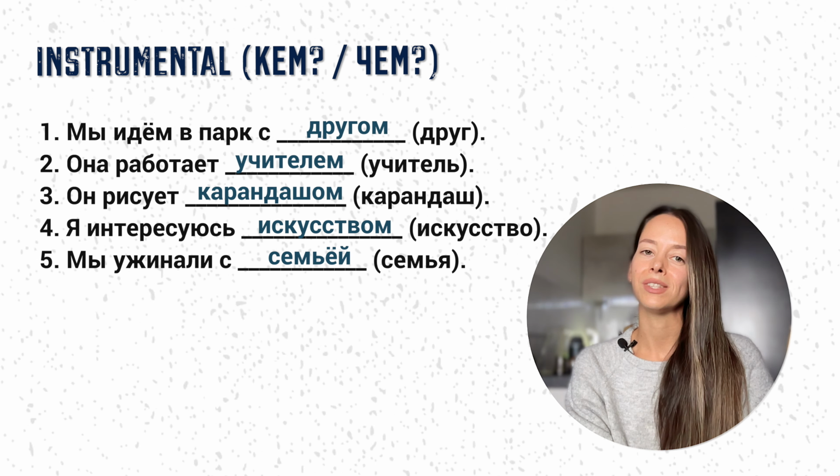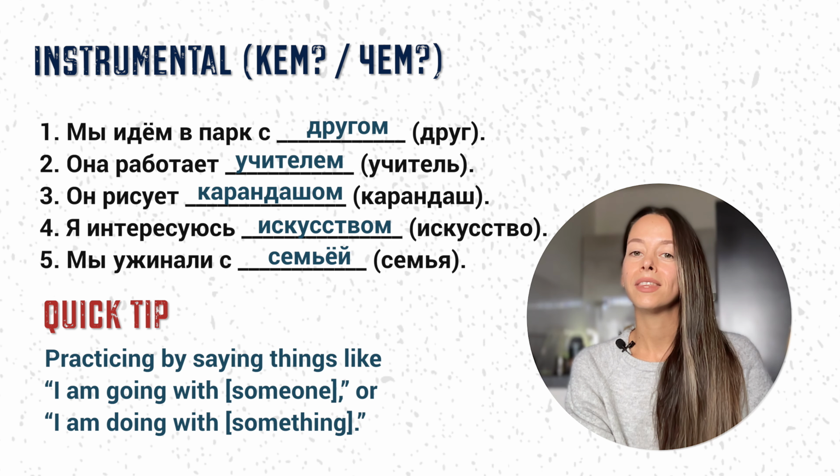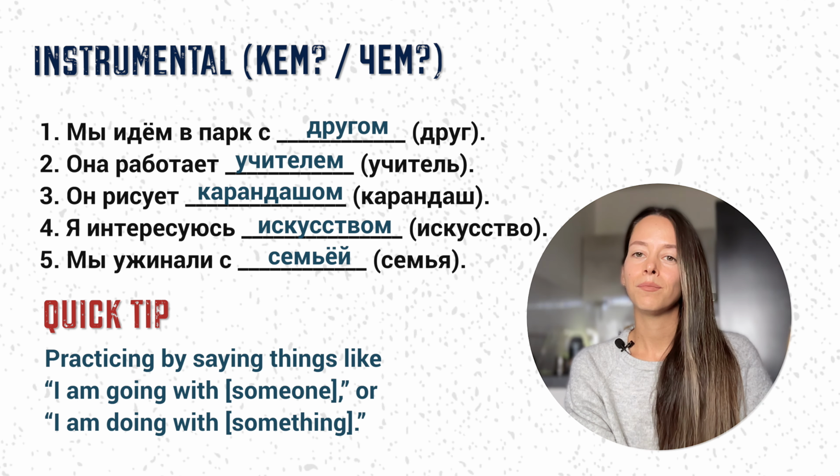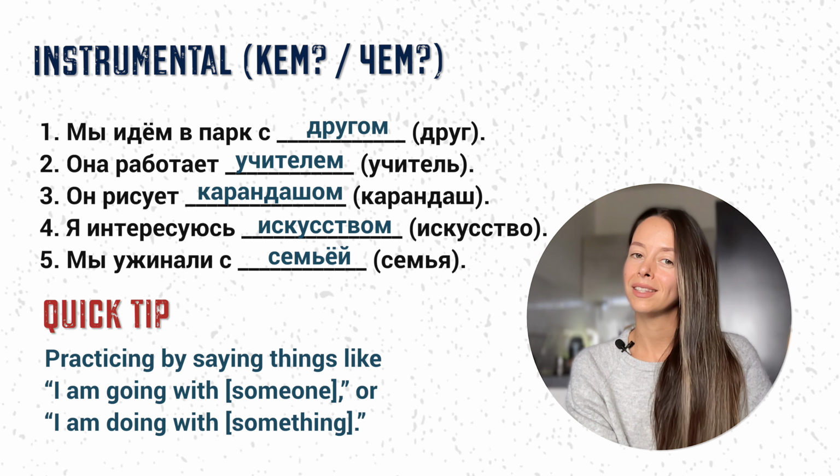Here's a quick tip on how to practice the instrumental case more effectively. Try practicing by saying things like I'm going with someone or I am doing something with something. It's a simple way to reinforce this case in your mind. So, for example, you can say Я гуляю с другом. Я гуляю с подругой. Я гуляю с детьми. Я гуляю с семьей. Я гуляю с коллегой. Or я рисую карандашом. Я пишу ручкой. Я ем вилкой.